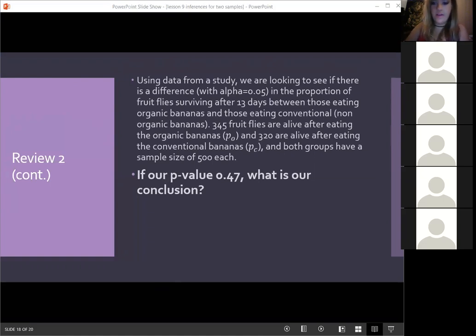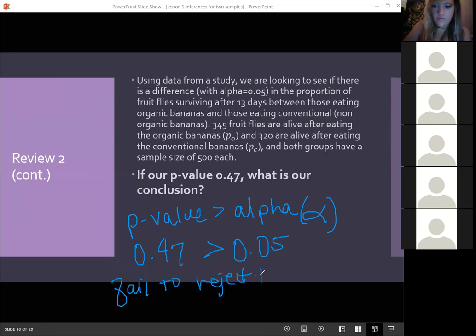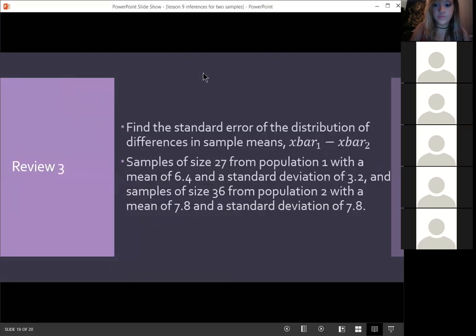Good job, Hannah. So here in this case, if we look at this one, our p-value is greater than our alpha. So we have 0.47 is greater than, a lot greater than our 0.05. So we're going to fail to reject the null. So that means that we have no evidence of a change. So good job. This will be our conclusion, is that we have no evidence and we're failing to reject the null, and we're going to continue to say that there's no change.